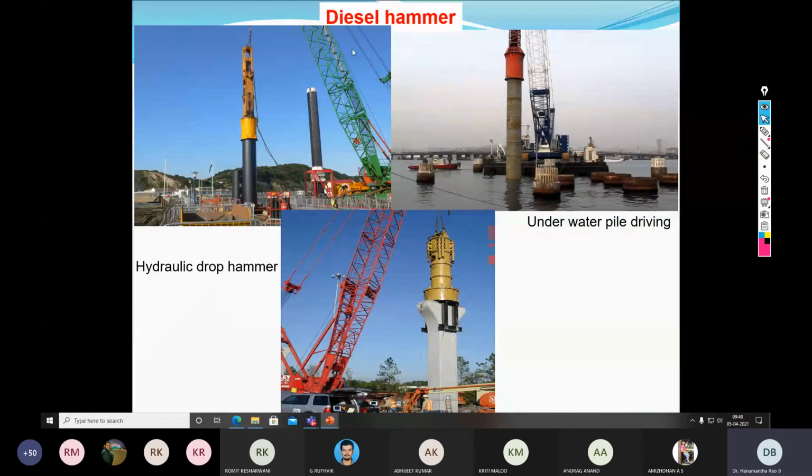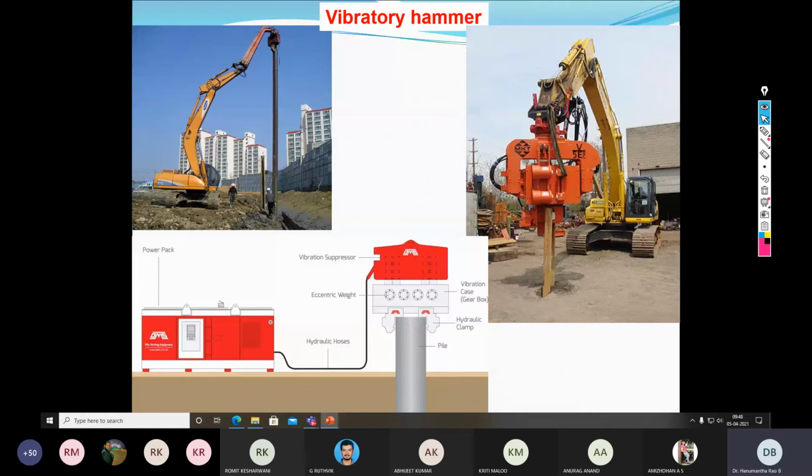So these are the diesel hammers. Here you can see how it is holding the pile, large piles, and how it is driving. So this is hydraulic drop hammer, underwater pile driving. So these are the beautiful pictures. Then vibratory hammer. The fundamental mechanism is it vibrates the soil material and thereby facilitates driving of the pile into the soil mass.